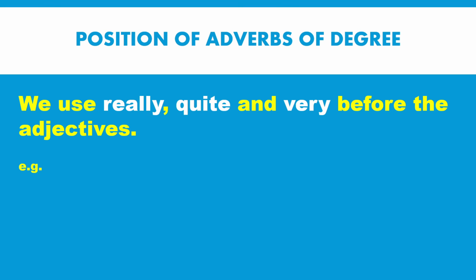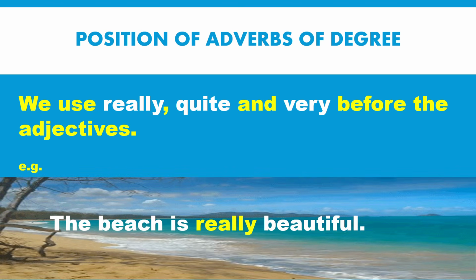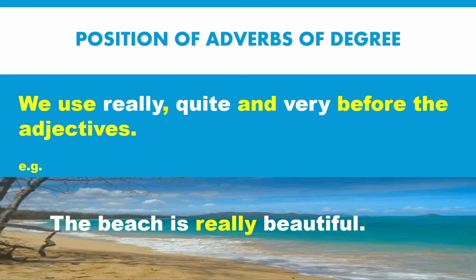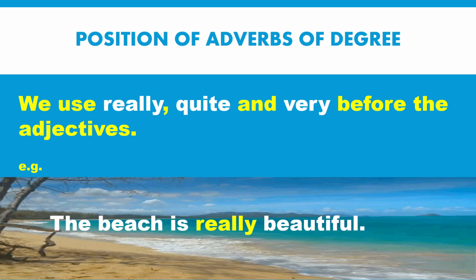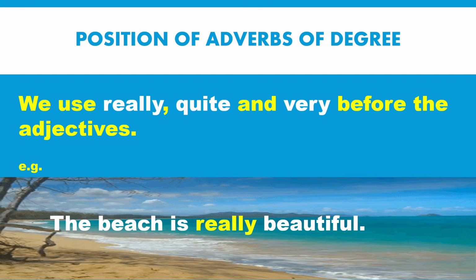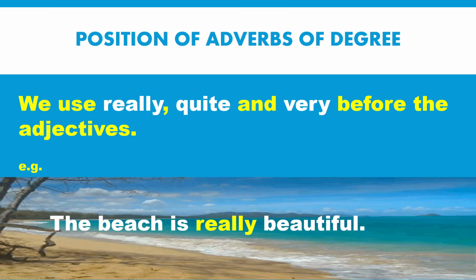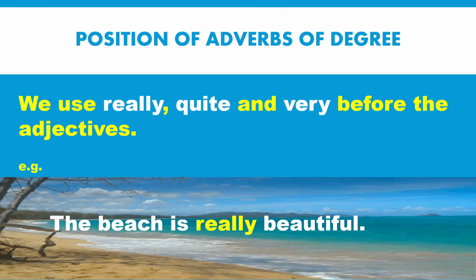Example of a sentence here is: the beach is really beautiful. Beautiful is the adjective, really is the adverb of degree. You cannot say the beach is beautiful really. It totally doesn't have a meaning. Therefore, we have to put the adverbs of degree before the adjective.